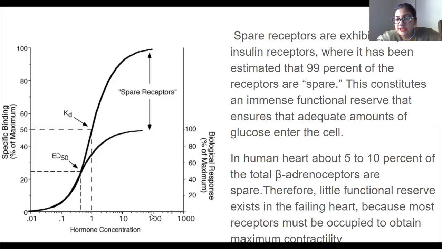So, when we talk about insulin, we have almost 99% spare receptors to which it can bind. And when we talk about the human heart, we have almost 5 to 10% spare beta adrenoreceptors. And when I say 5 to 10%, it means they are not that many, they are a bit less, and that is why you need to be very careful when dealing with this specific organ of the body.